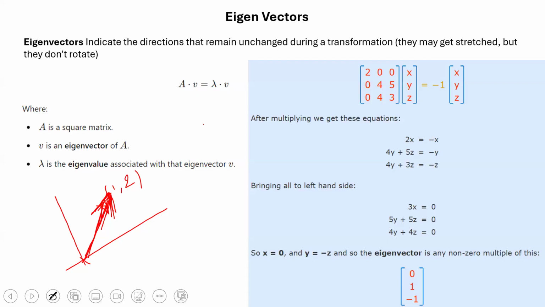Okay. So now to calculate the eigenvectors, what should I do?